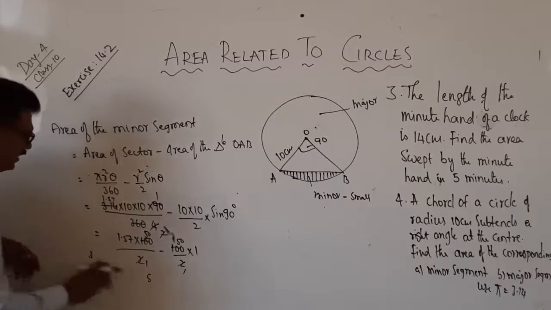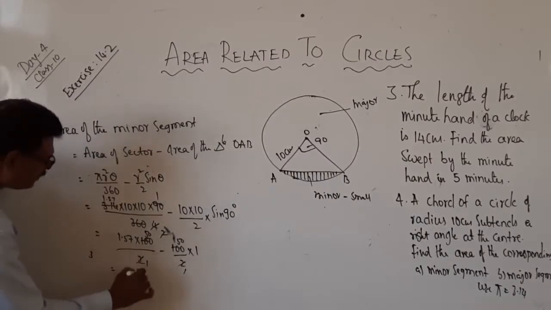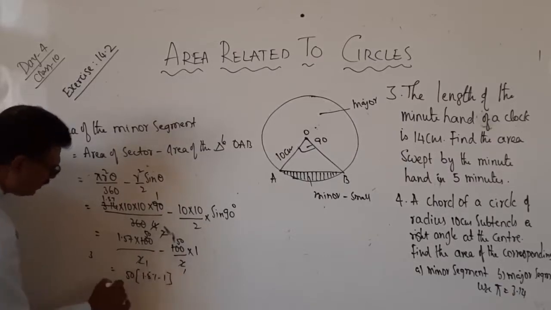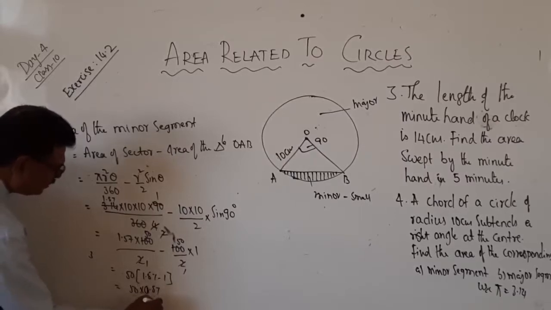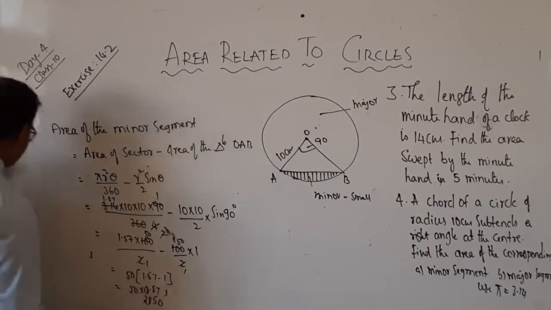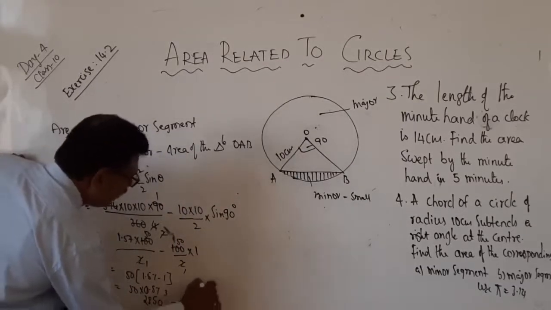Otherwise you can take, very simple. 50 you can take common, then what will be remaining? 1.57 minus 1. Therefore 50 into, sorry, 0.57: 5 7s are 35, 5 5s are 25, 28. Okay, therefore what is the answer?